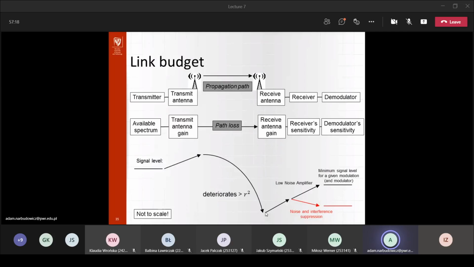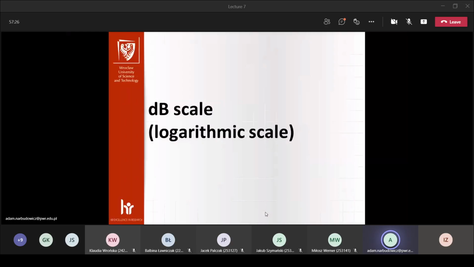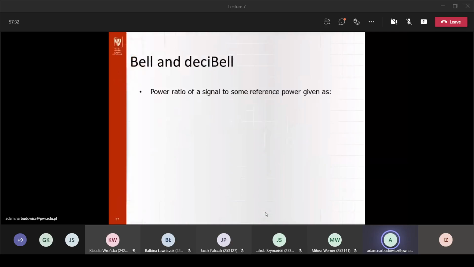Okay, so we'll do some link budget calculations, but first a quick reminder of the logarithmic or decibel scales. I'm assuming you had that already. So again, this is just a reminder.